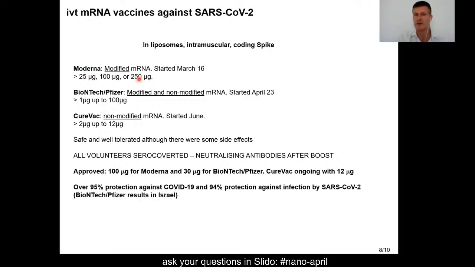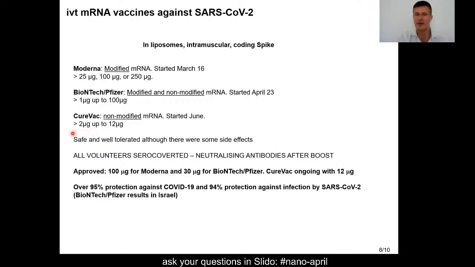They had 3 doses in their dose escalation phase 1 study, from 25 to 250 micrograms. BioNTech started 1 month later with the first injection on the 25th of April, and BioNTech had 4 different vaccines in the test in April, including non-modified as well as modified mRNA vaccines. And the dose range was from 1 to 100 micrograms. CureVac started later with a dose range between 2 micrograms and 12 micrograms of non-modified mRNA.